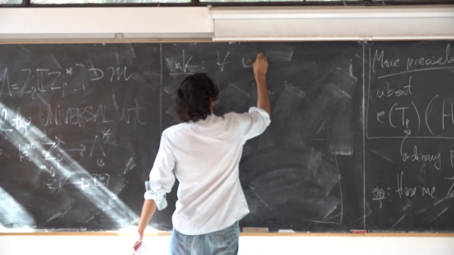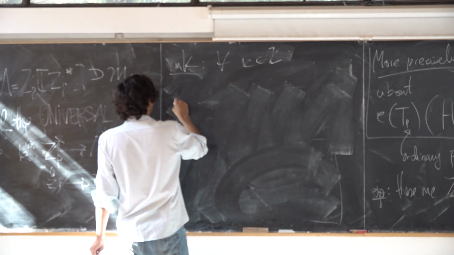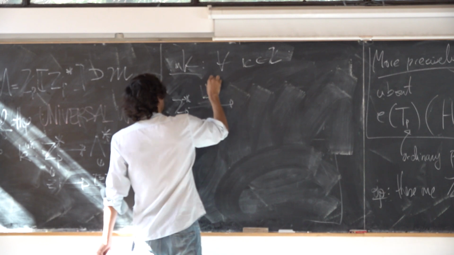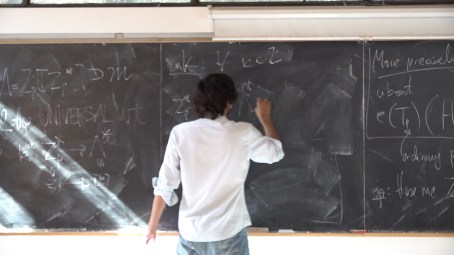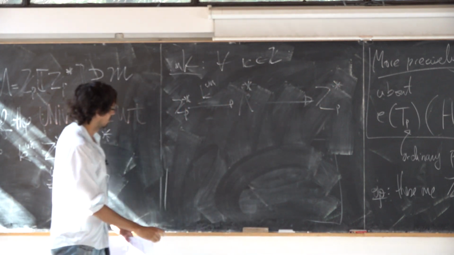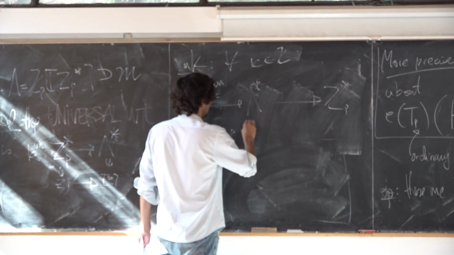For all k in Z, we have the following. So take Z_p star, take the universal weight, and you go to lambda star, and then you go to here. Okay, so here is the universal weight. You just do that.